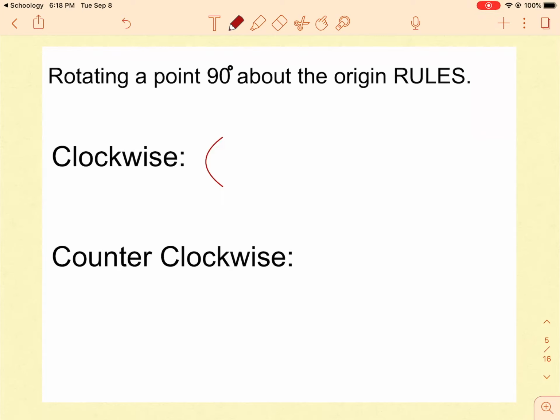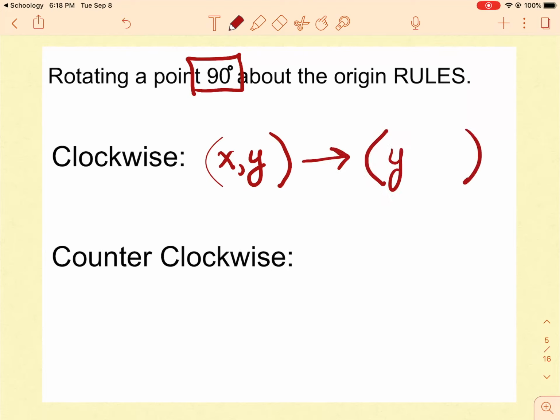So when we're rotating 90 degrees clockwise, we typically have the point (x, y). The rule says you switch your x and y spots, and then you take the opposite x value. So if the x was a positive, now it's a negative. If the x was a negative, it's now a positive.